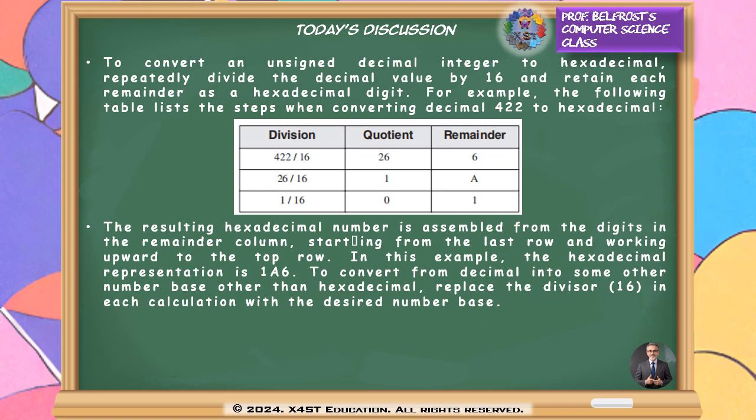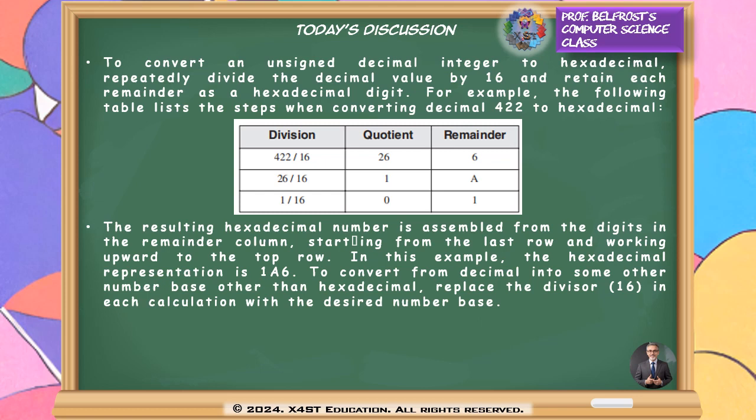Okay, so for binary, you divide by 2, and for hexadecimal, you divide by 16. And if you are doing the operation for the octal number system later, then you just need to repeatedly divide by 8.